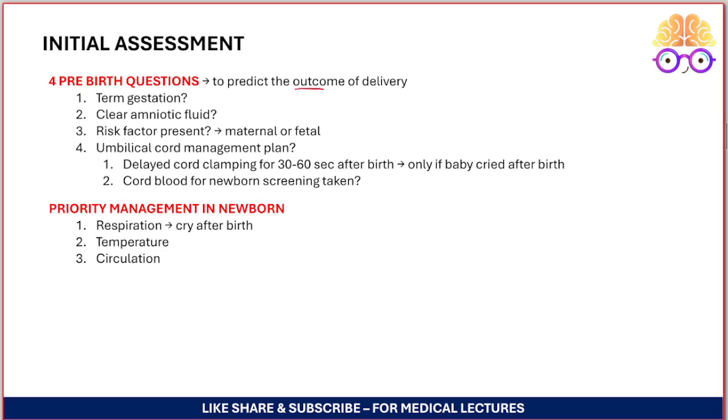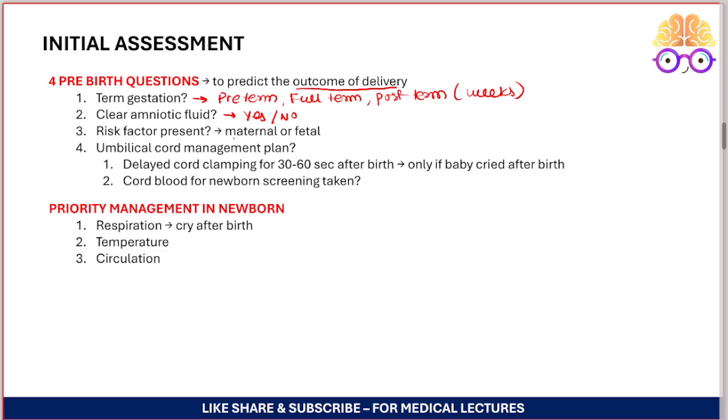In order to predict the outcome of the delivery, the first question is the term gestation. There will be preterm, full term, or post term. These are the three, and you need to know at what weeks they are being delivered. Then, was clear amniotic fluid present or not? So it's yes or no. And are there any risk factors present, maternal or fetal? You can get this in the USGs which are done in the ANC.